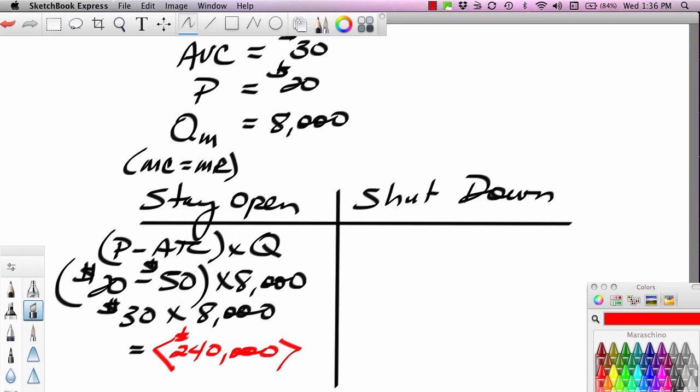Now, how do we evaluate the shutdown scenario? Well, if the firm shuts down, it loses its investment.